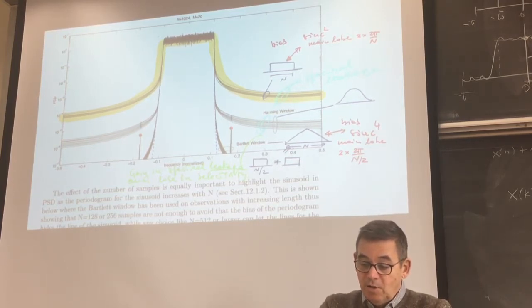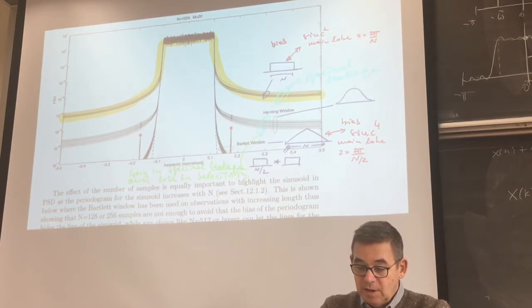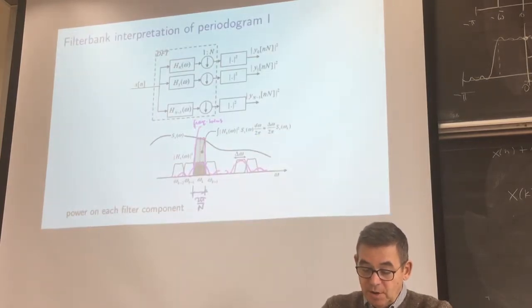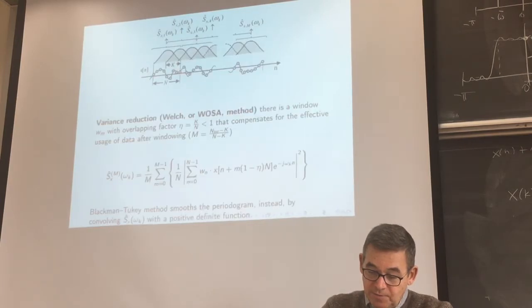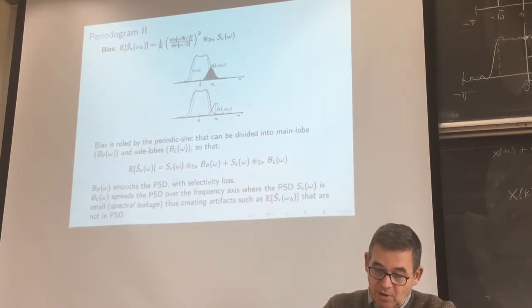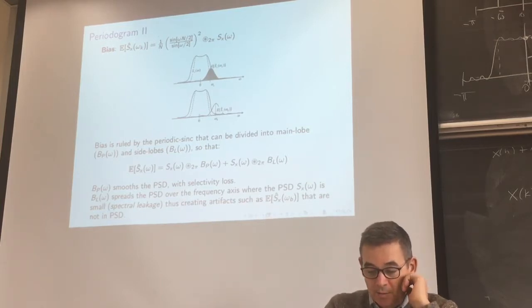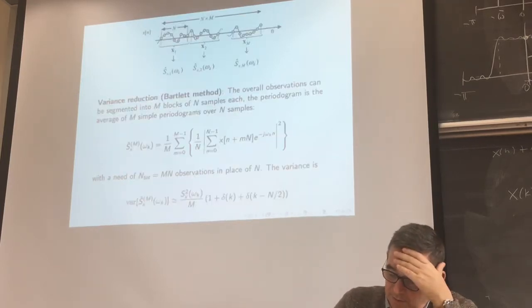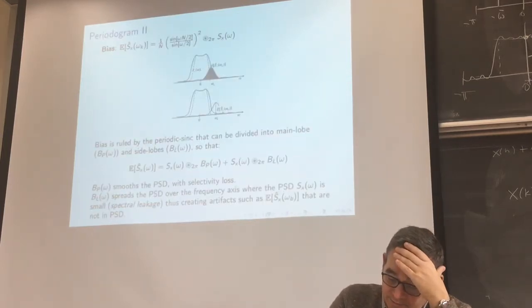I think we are almost out of time. So we touched on the variance. We talk next time. Okay, so we have seen the periodogram. We have seen the bias. Let me summarize.